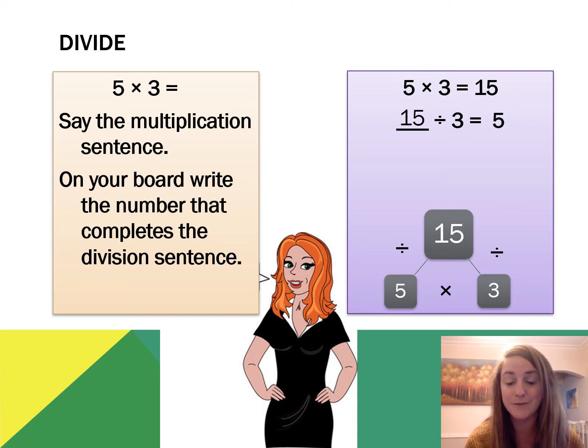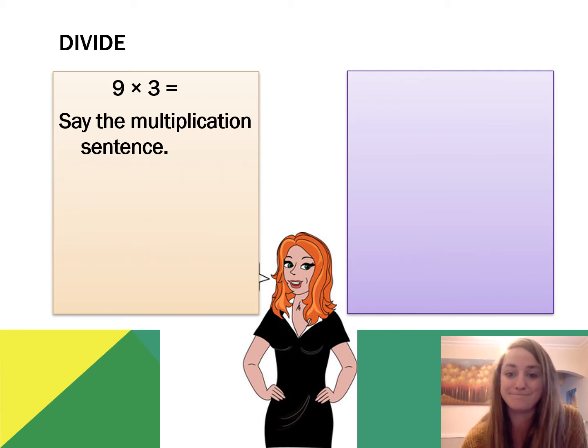I see 5 times 3 equals 15. I see 3 times 5 equals 15. I also see 15 divided by 5 is 3, and 15 divided by 3 is 5. It's all one big fact family.